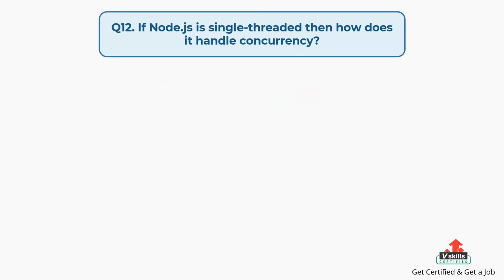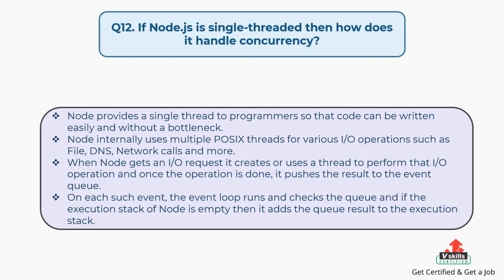Question number 12. If Node.js is single-threaded, then how does it handle concurrency? The answer is Node provides a single thread to programmers so the code can be written easily and without a bottleneck. Node internally uses multiple POSIX threads for various I/O operations, such as file, DNS, network calls and more. When Node gets an I/O request, it creates or uses a thread to perform that I/O operation, and once the operation is done, it pushes the result to the event queue. On each such event, the event loop runs and checks the queue, and if the execution stack of Node is empty, then it adds the queue result to the execution stack.